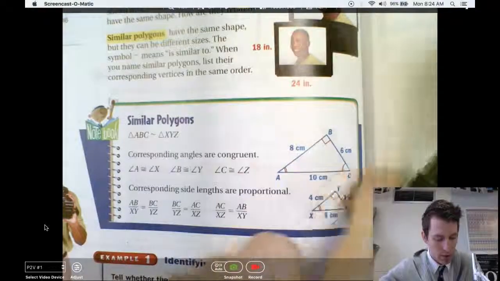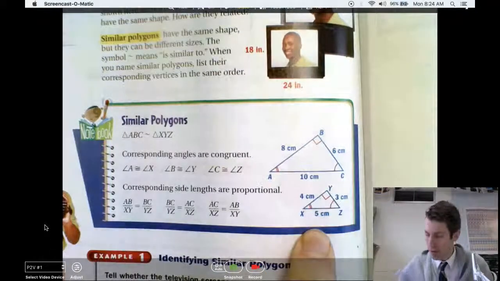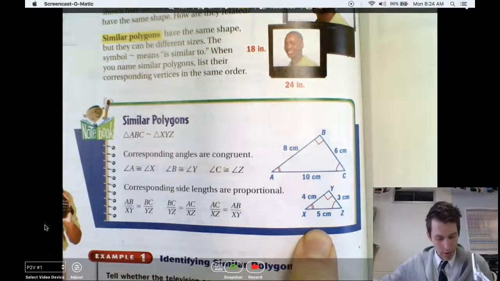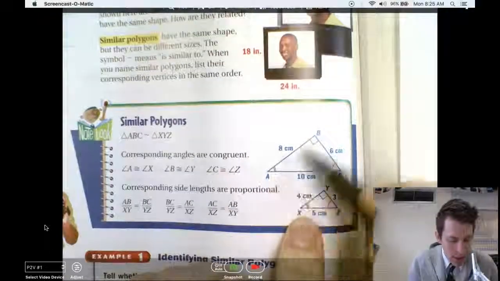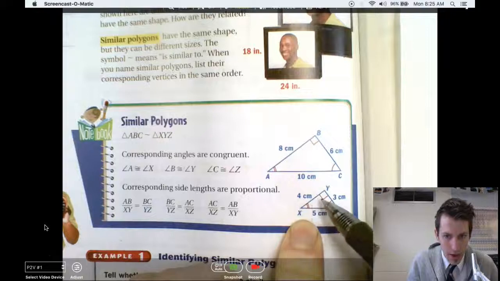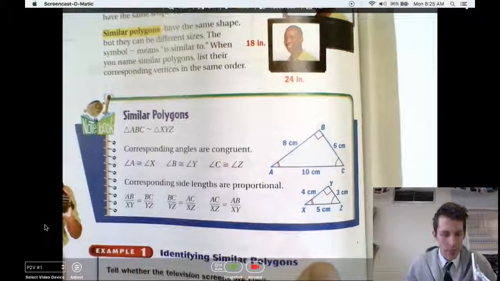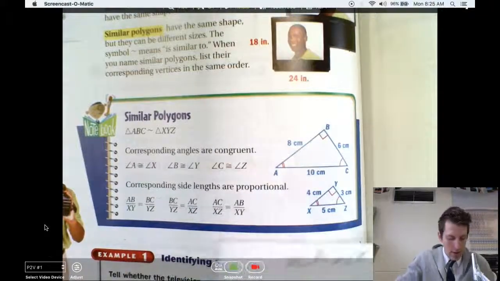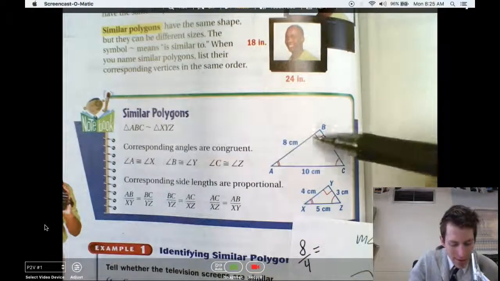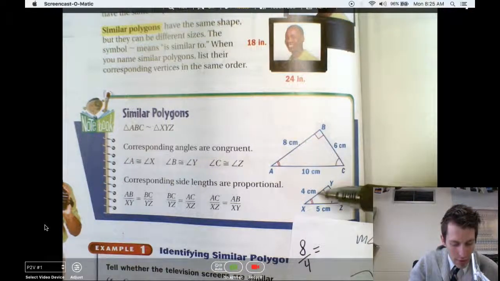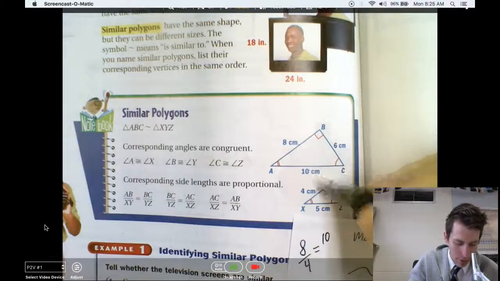So I'm going to call this the big triangle, this one the small triangle, okay? So 8 over 4, because AB corresponds to XY. 8 over 4 equals, so big one over little one, corresponding little one, could be the same as 10 over 5, right? Big one over corresponding little one.